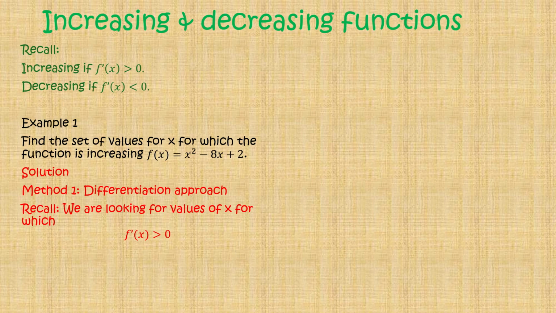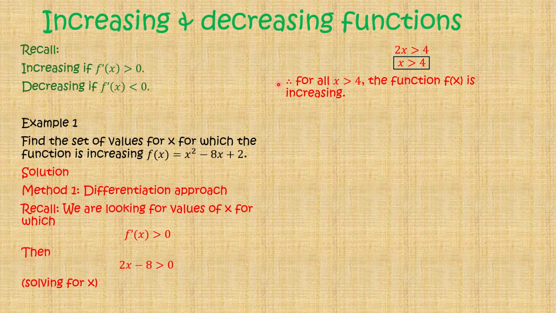So we know what our f of x is. Now if we differentiate f of x, we get f prime of x equals 2x minus 8 is greater than 0. From there, we move on to solve for x, implying that 2x is greater than 8. And solving for x, we have x being greater than 4. Therefore, for all values of x that are greater than 4, the function f of x is increasing.